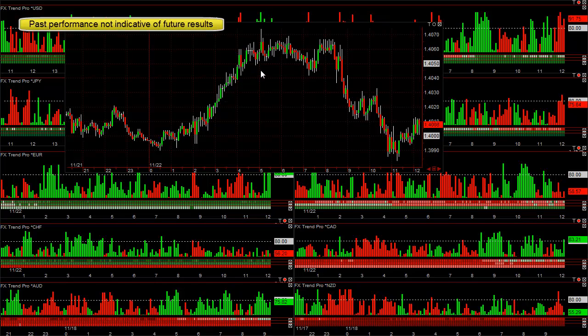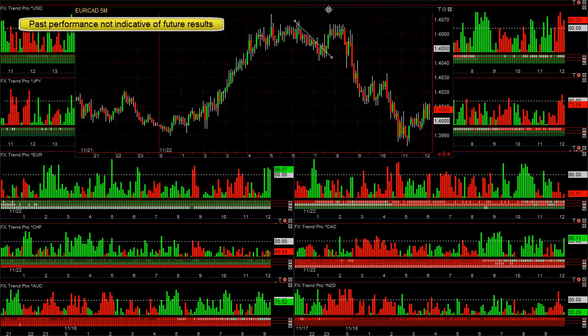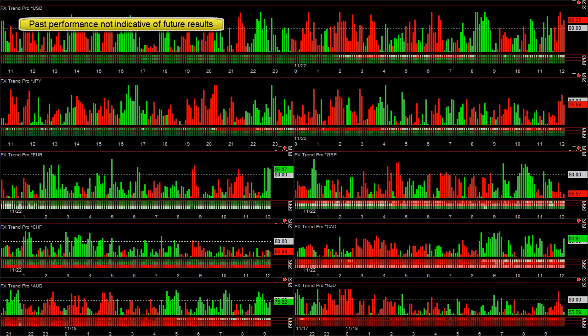The only really high probability trade, because this one was one of them that just took off and kept going, there was really no pullback, was this one right here, and it only went up about 10 pips. So this is the worst example of the bunch.